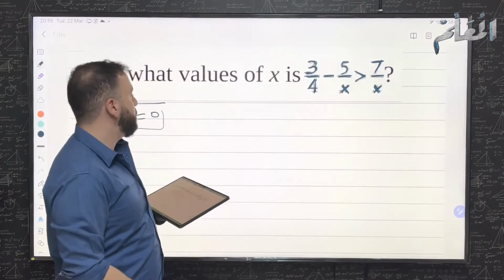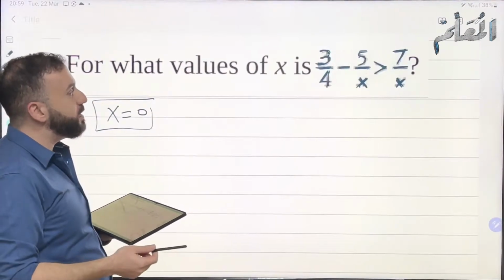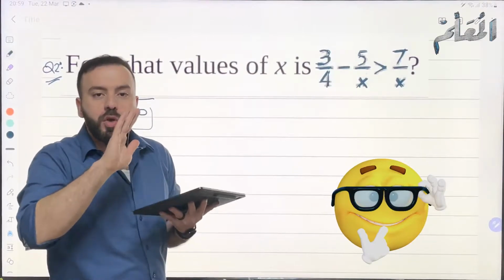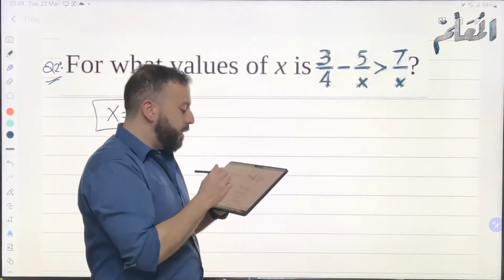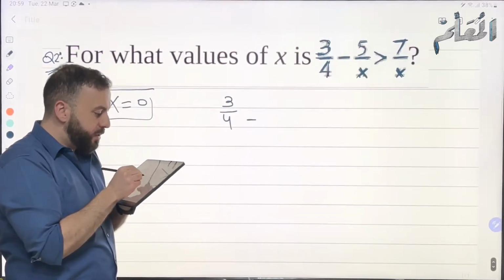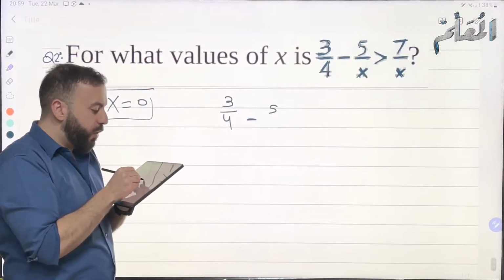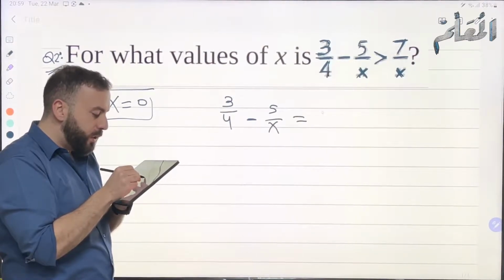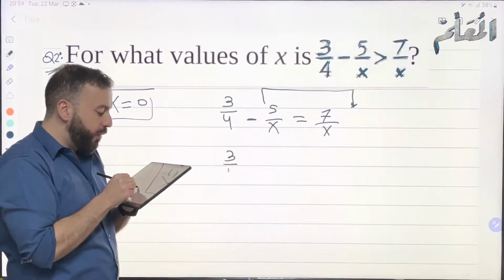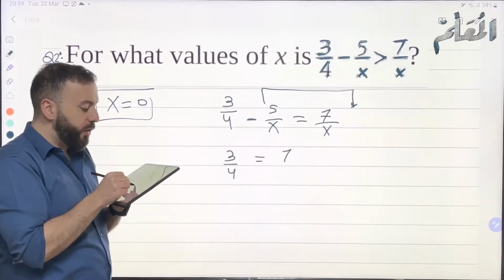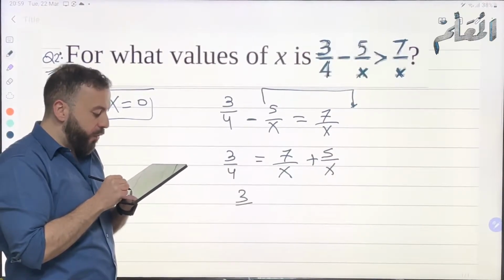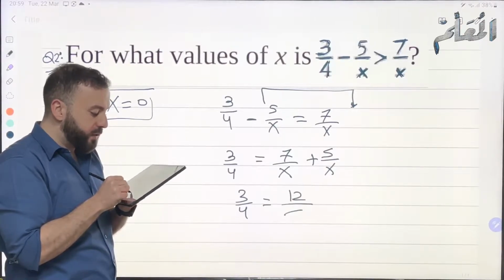Okay, so check this with me. So x equals 0, the first step. The second step, solve it as a normal equation. It's going to be 3 over 4 minus 5 over x, which is equal to 7 over x. Shift to the right: 3 over 4 is equal to 7 over x plus 5 over x, and 3 over 4 is equal to 12 over x.